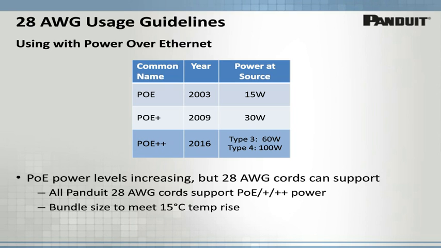But the good news is that 28-gauge patch cabling can support even the highest PoE power levels being considered. The only guideline to keep in mind is the number of cables that can be bundled together in order to stay within the recommended maximum 15-degree C temperature rise.